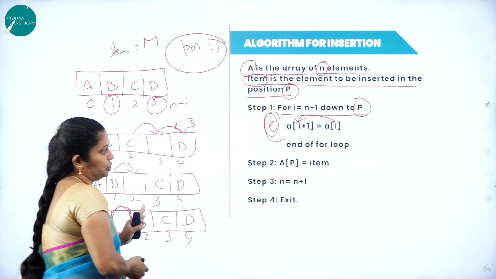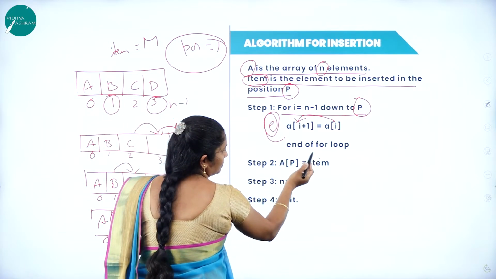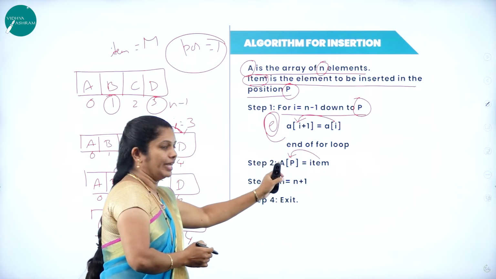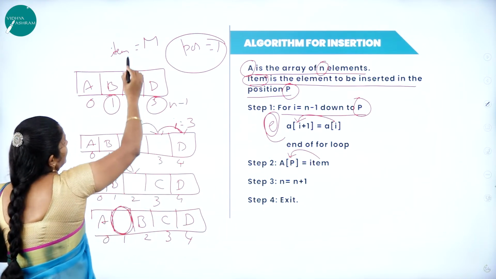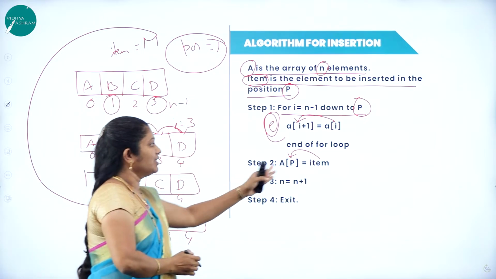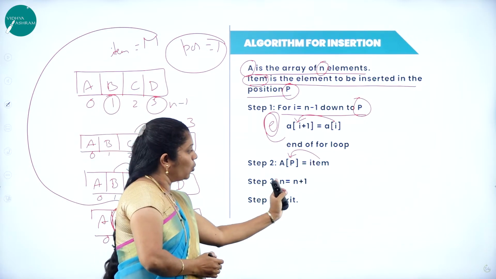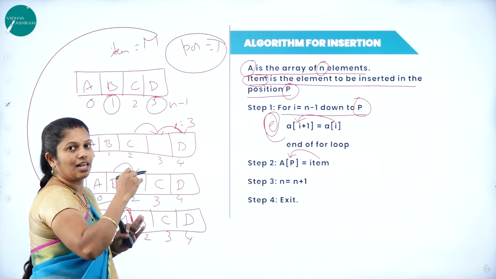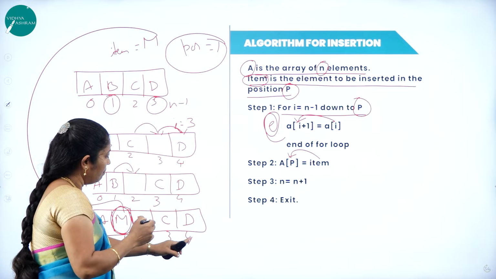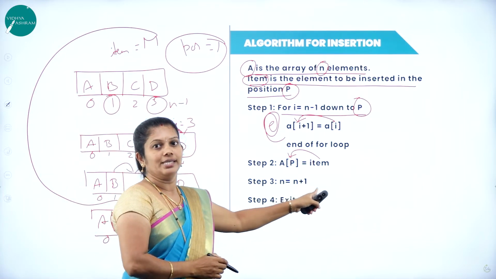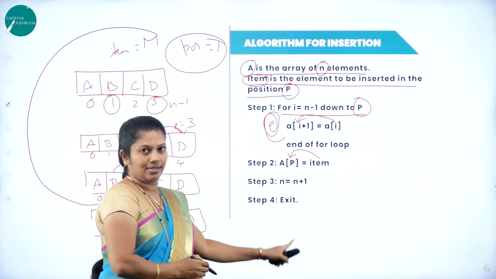Once I get the position, the new item will be shifted to that particular position. Here in this case, M is a new item, that will shift here. Once I have shifted, what about the array size? In the previous case, the last element was at position 3. But now the last element position is 4. That's why n equals n plus 1, then exit.